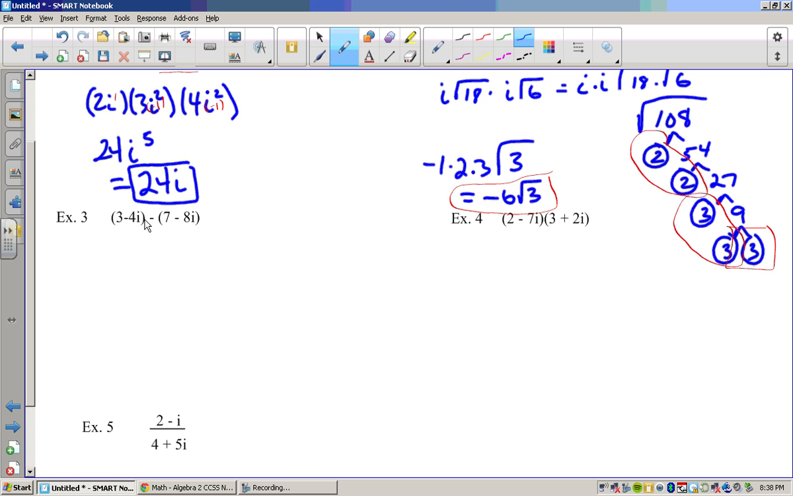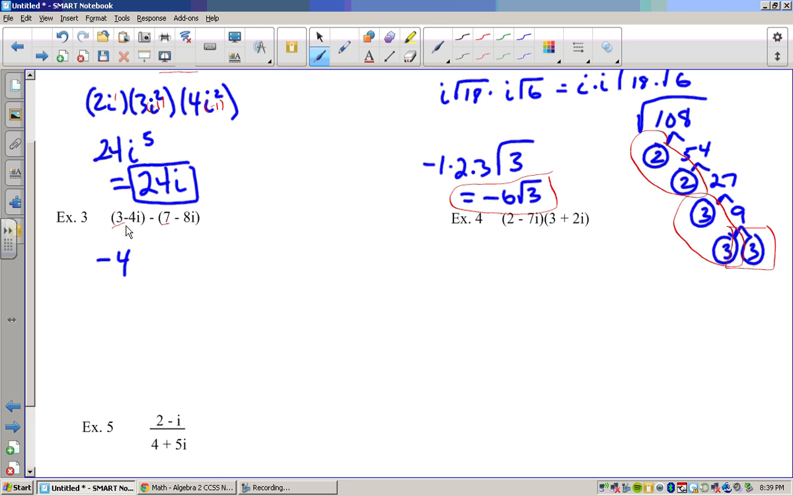Now, when we're adding and subtracting these, this is really basic stuff. All we're talking about is like terms. And in this idea, just subtract what it says. So add or subtract the real parts, and then add or subtract the imaginary parts. So let's start with the reals. I have 3, and then I have a 7, so 3 minus 7, that gives you -4. Again, I do that because I'm subtracting here.